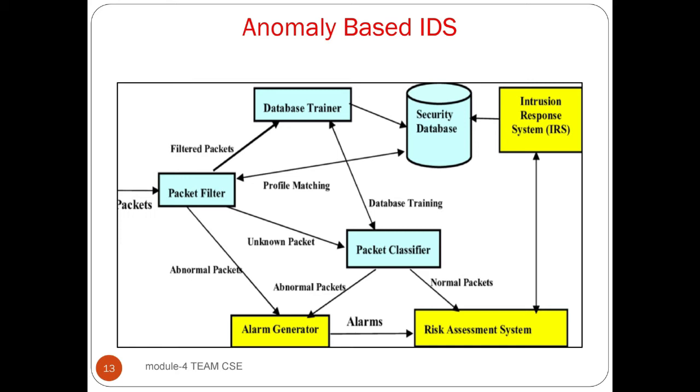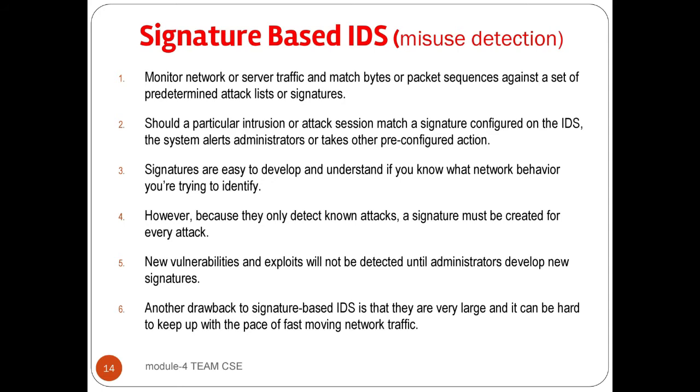It is going to be assigned here, and the unknown packets will be sent to the packet classifier, where it classifies the packets: abnormal packets will be sent to the alarm generator, and normal packets will be sent to the risk assessment. Next, the filtered packets will be sent to the database trainer. Database training will be given as input to the packet classifier. The security database will be secure, where it contains only the important packets, which will be stored in the security database. Next slide, please.